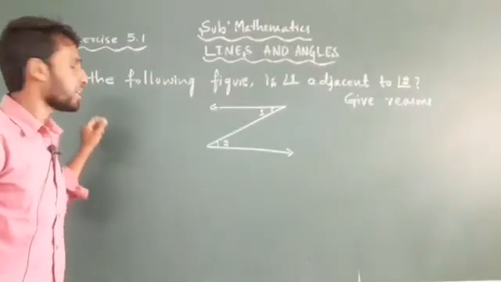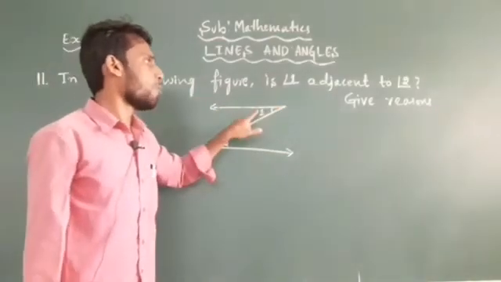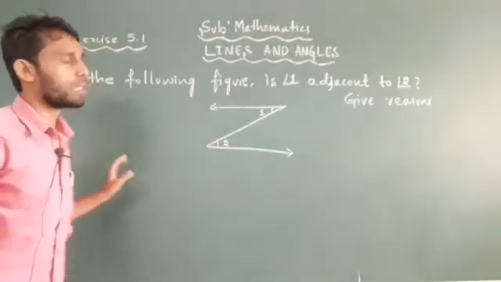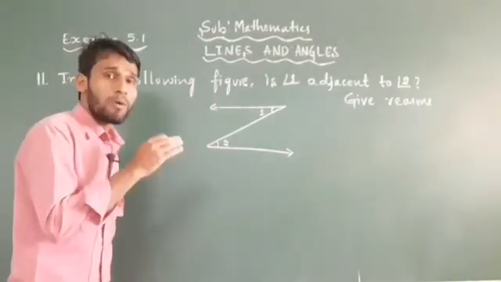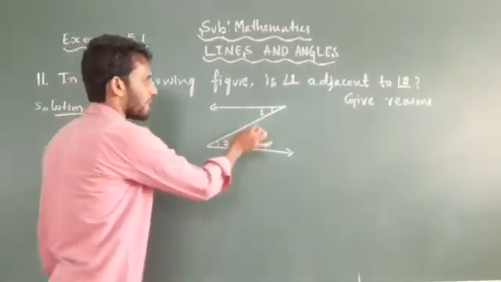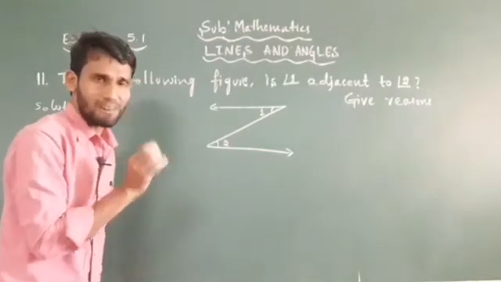Okay, dear students, next I am taking question number 11. In the following figure, is angle 1 adjacent to angle 2? We have to give a reason. If the vertex is common, that is an adjacent angle. In this figure, angle 1 and angle 2 have no common vertex.